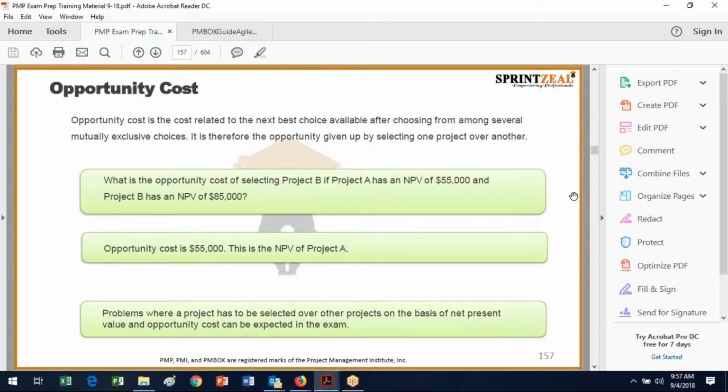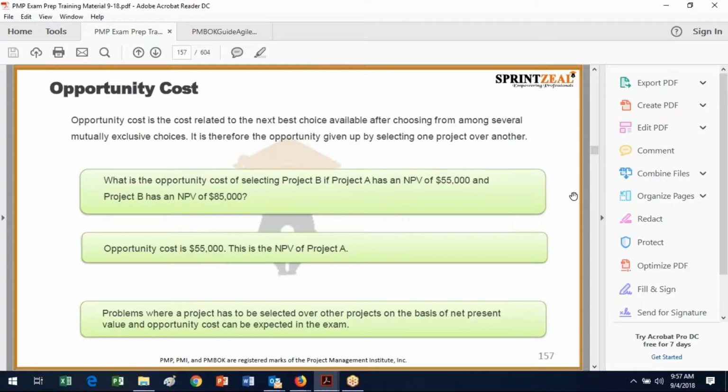Right, $55,000. But if there were 2 other options besides A and B that had a lower net present value than A did, you just disregard those. It's only just the one. So the opportunity cost is just the one next best opportunity.